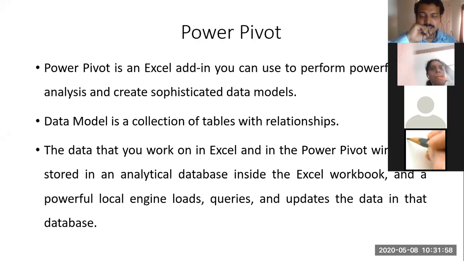What is a data model? It's just a collection of different tables with a lot of relationships. Now, when I show you the example, you'll understand what I mean by relationships and a collection of tables. But as of now, understand that a collection of tables with relationships is a data model.